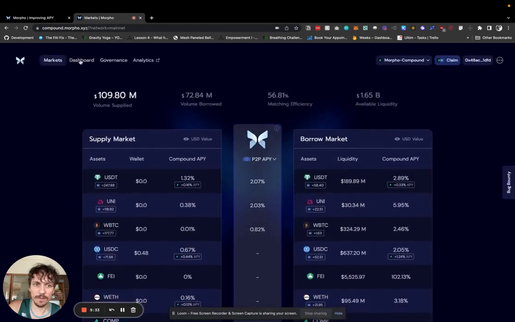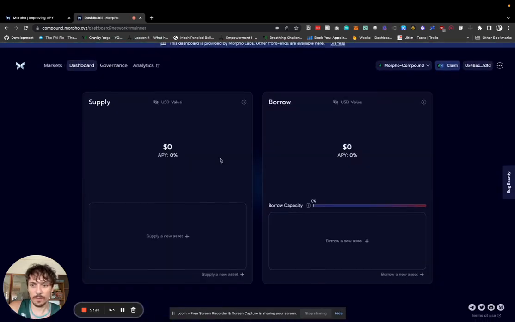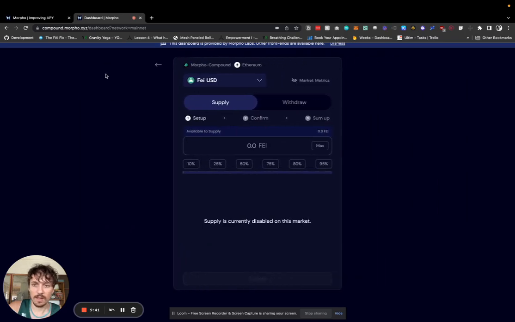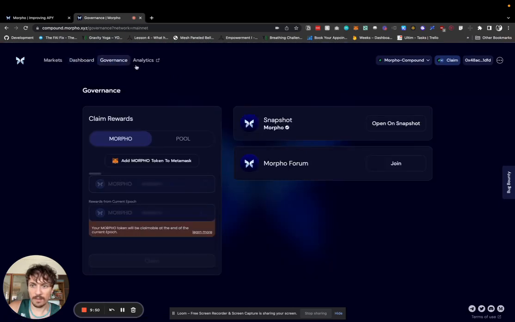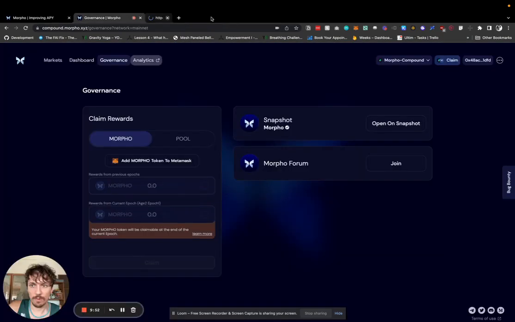I assume we have the dashboard here, so here is where my positions will appear. And I like the fact that you can also do the same thing here. You can supply in case you want to do it from this part. And then you have the governance and the analytics. I would not go into this right now.